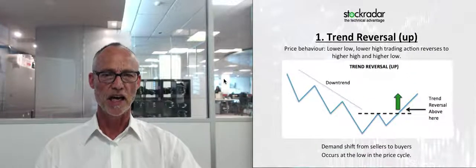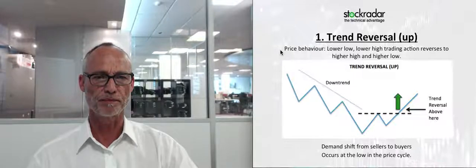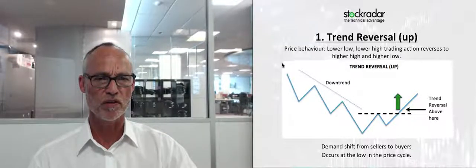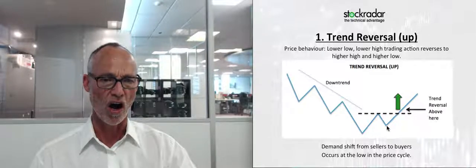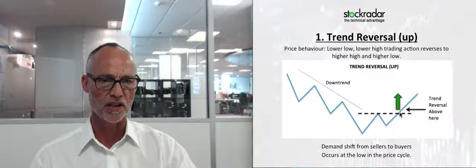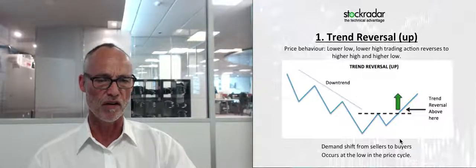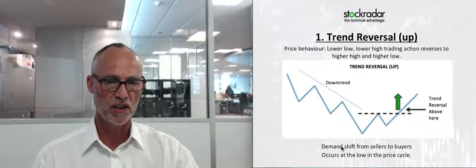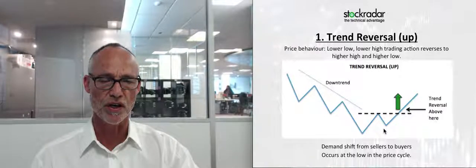Okay, now to go through the first one, the trend reversal up. This is a price behaviour. It's where prices switch from lower lows and lower highs to higher lows and higher highs, at this point here. That is what we call a trend reversal. So it's where we go from downtrend to uptrend. And it's a very, very strong signal. It signals a demand shift from sellers to buyers and occurs at a low in the price cycle. And this gives me a very good indication of prices turning.